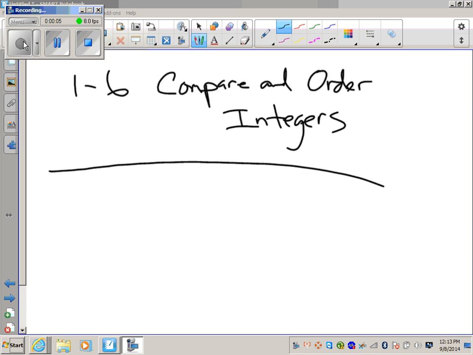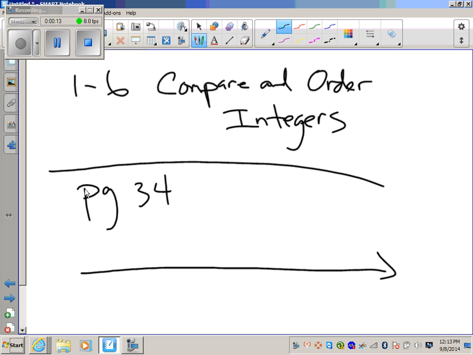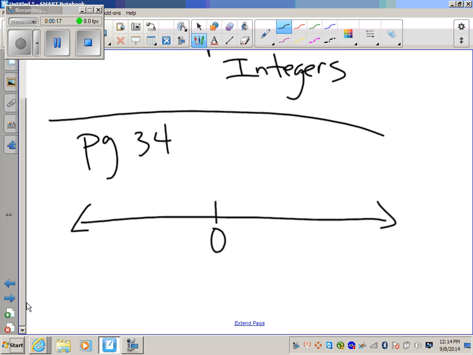Compare to our integers, page 34. Share with me the basics of a number line. I mean, we're talking basic. Basics of a number line. Can you tell me, Joe?